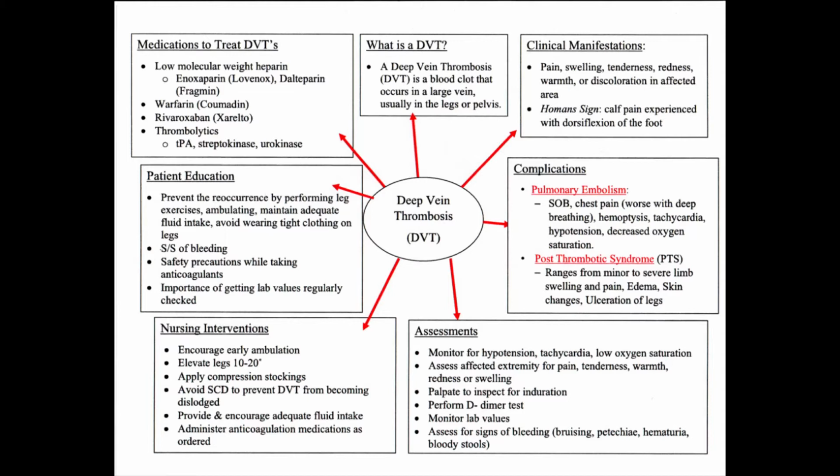If left untreated, a DVT can cause serious complications, one of which is a pulmonary embolism, which occurs when the DVT becomes dislodged from where it originated and travels through the circulatory system, through the heart, and becomes lodged in the pulmonary artery. Some of the signs and symptoms of a pulmonary embolism include shortness of breath, chest pain that becomes worse when trying to take a deep breath. The patient might be coughing up blood. They might have tachycardia, hypotension, or decreased oxygen saturation due to the inadequate blood flow through the lungs.